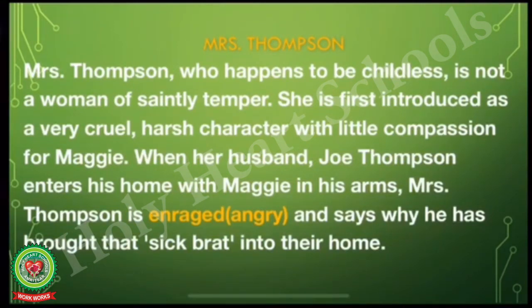Now, let's move on to the character of Mrs. Thompson. So Mrs. Thompson, who happens to be childless, is not a woman of saintly temper. She is first introduced as a very cruel, harsh character with little compassion for Maggie. When her husband, Joe Thompson, enters his home with Maggie in his arms, Mrs. Thompson is enraged. Please underline the word enraged and write down angry. So Mrs. Thompson is enraged and asks why he has brought that sick brat into their home.